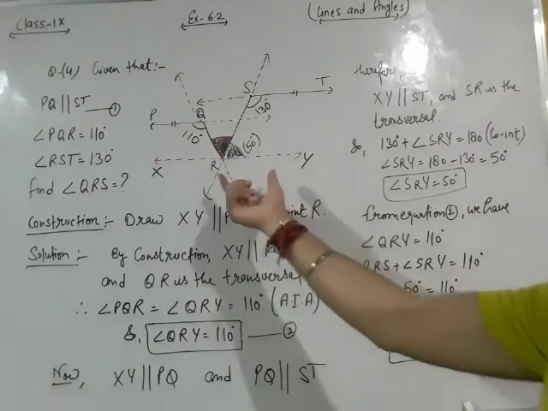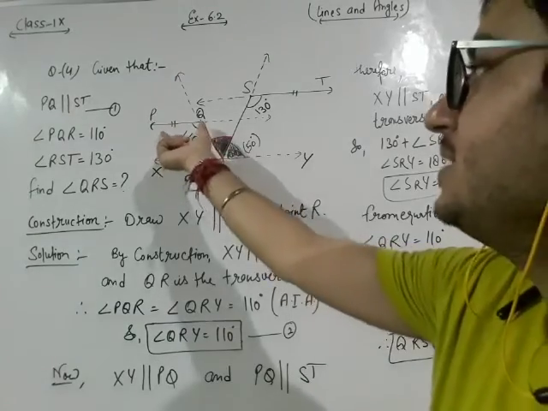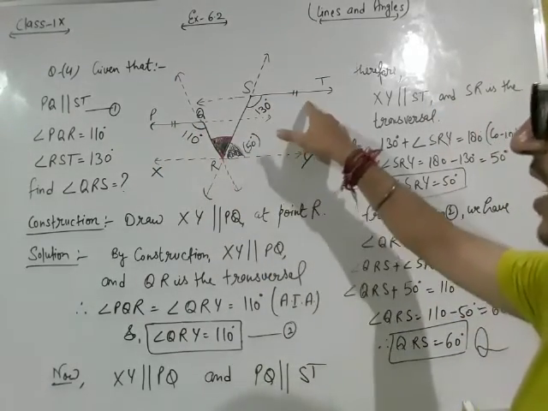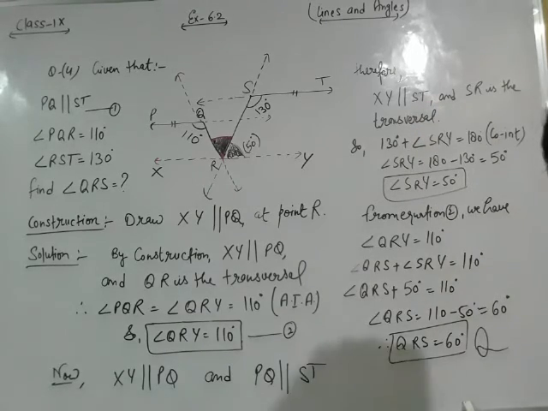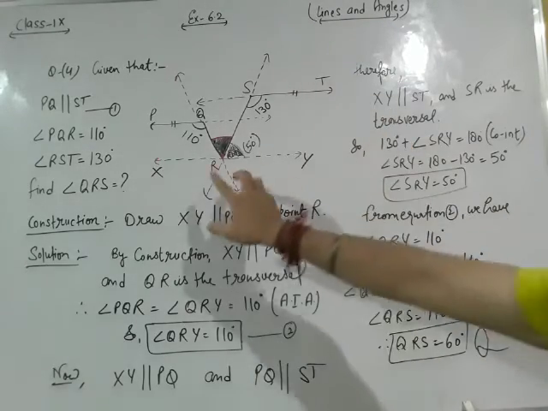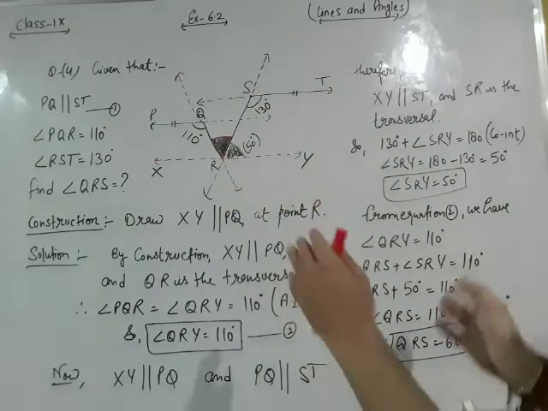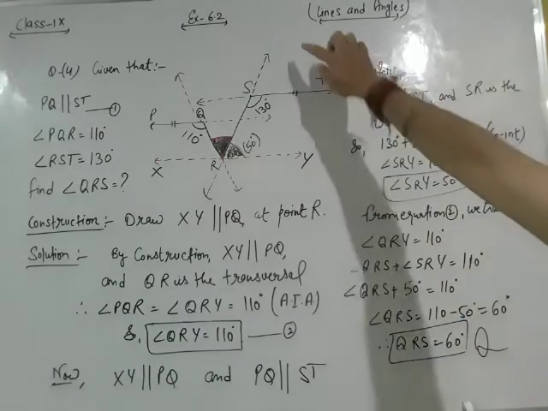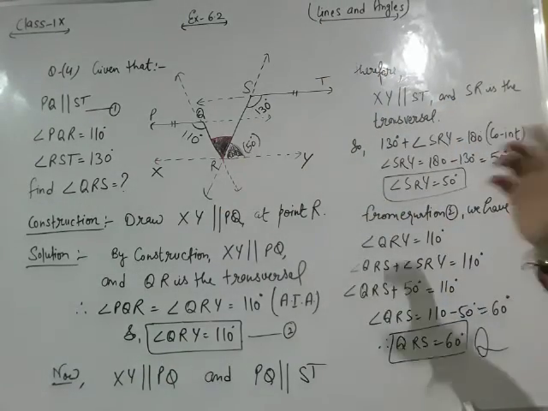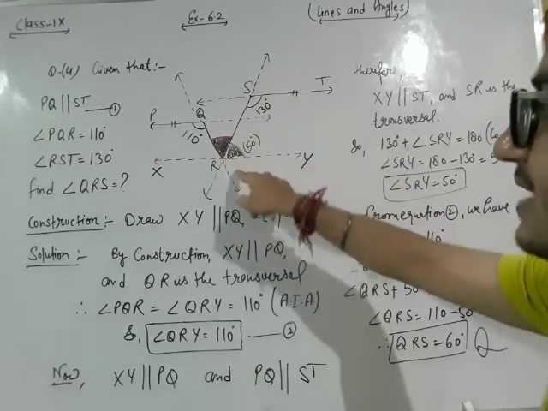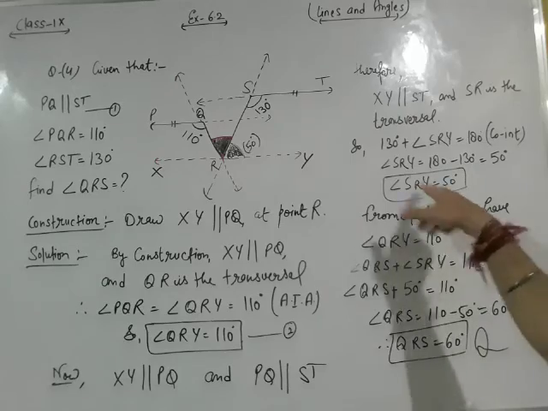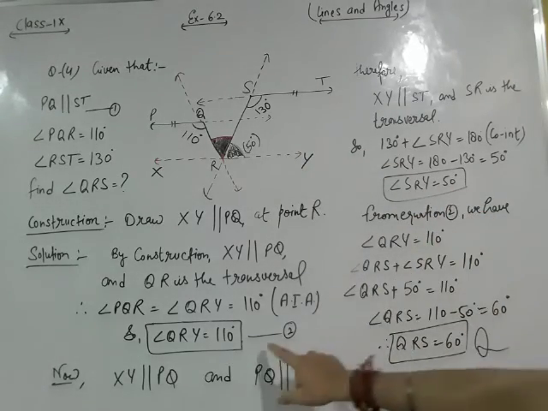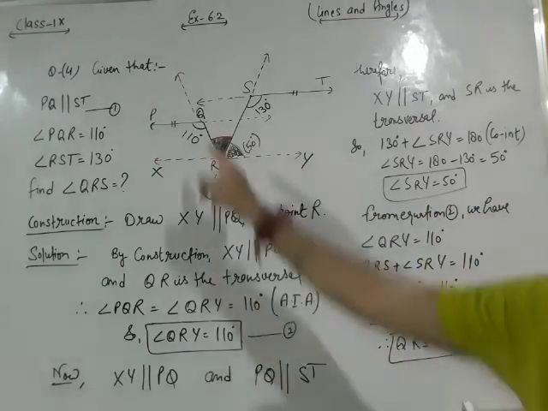Now XY is parallel to PQ and PQ is parallel to ST. Therefore XY will also be parallel to ST by theorem 6.6. By theorem 6.6, if two lines are parallel to the same line, then the two lines are also parallel to each other, and SR is the transversal. Therefore 130 plus angle SRY will be equal to 180 degrees, co-interior angles, and therefore angle SRY is equal to 50 degrees.